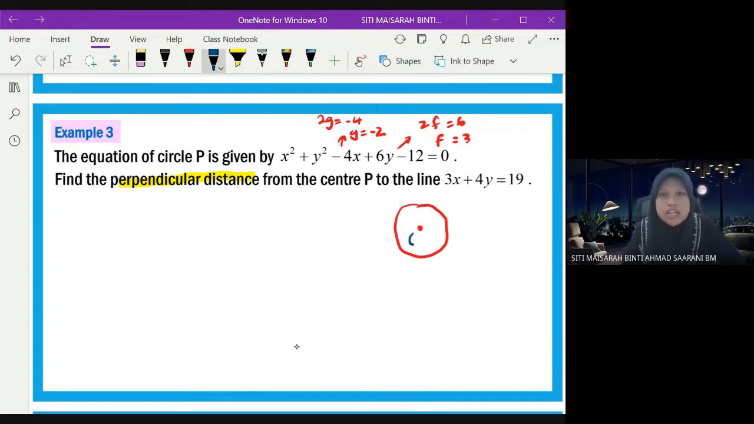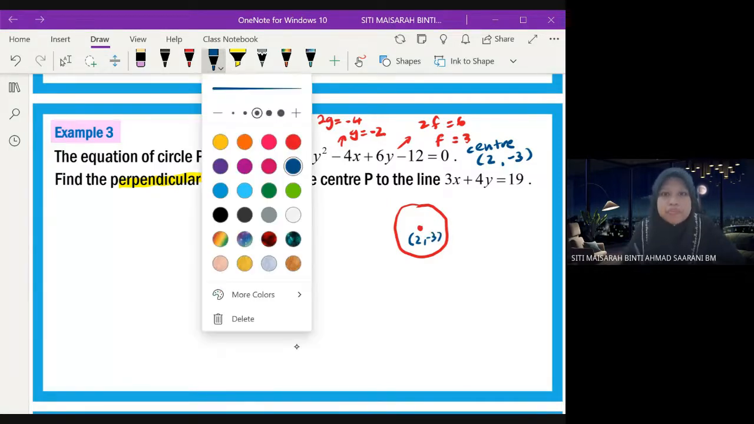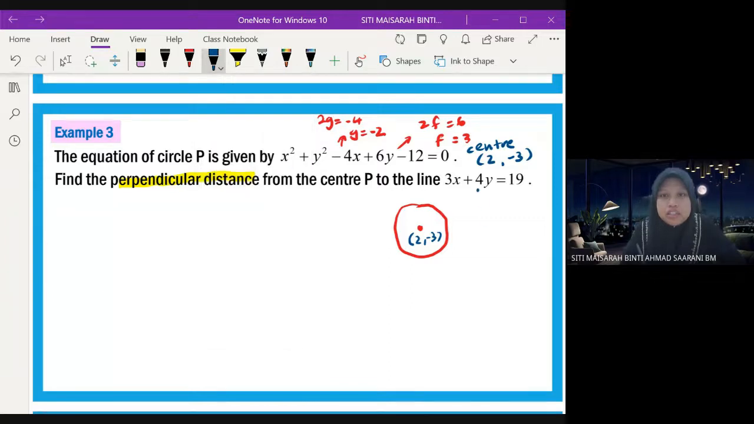Center dia kat sini dia akan jadi 2, negatif 3. Dia mesti terbalik lah. Kalau ini negatif 2, sini akan jadi 2. Sini 3, dia akan jadi negatif 3. So sini 2, negatif 3. And then kita ada line. Sini line. 3x plus 4y, ubah dia siap-siap bagi bentuk dia sepatutnya minus 19 is equal to 0.